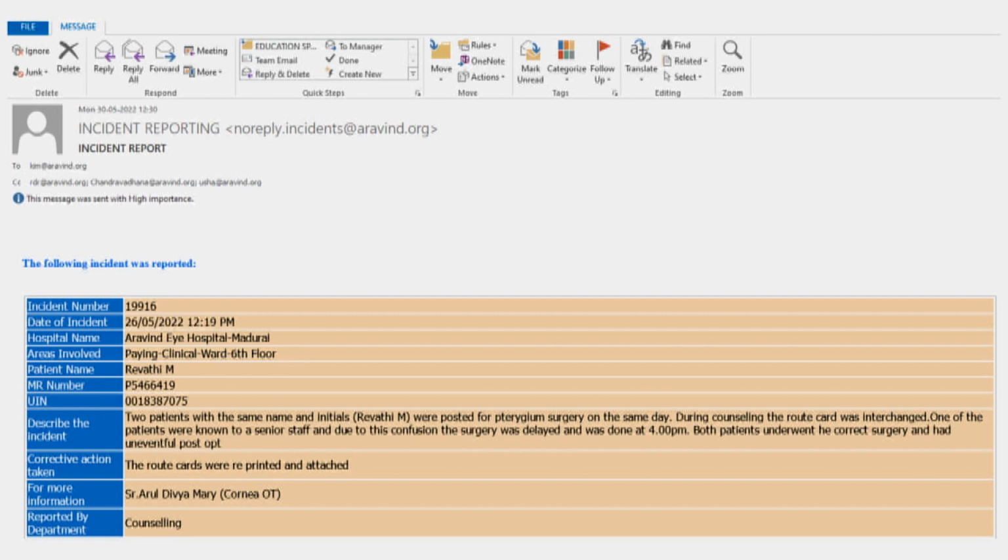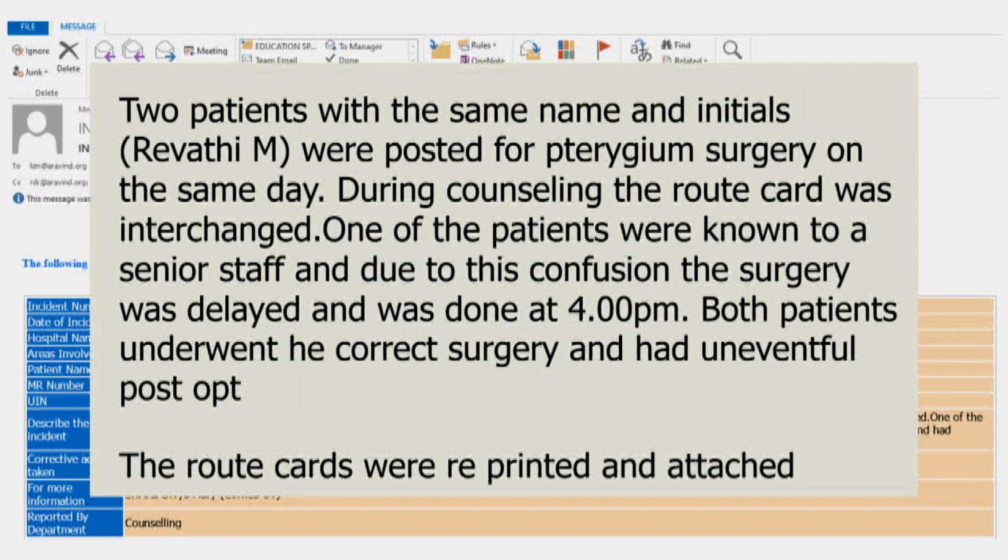As soon as somebody reports an incident within the system, the chief medical officer of the hospital gets that message immediately. Also the safety doctor, one of the senior medical officers in charge of safety, and the manager get it. For example, this is a report where 2 patients with the same name and initials were posted for pterygium surgery on the same day. During counseling, the records were interchanged. One of the patients was known to a senior staff, and due to this confusion, the surgery was delayed and was done at 4 p.m.